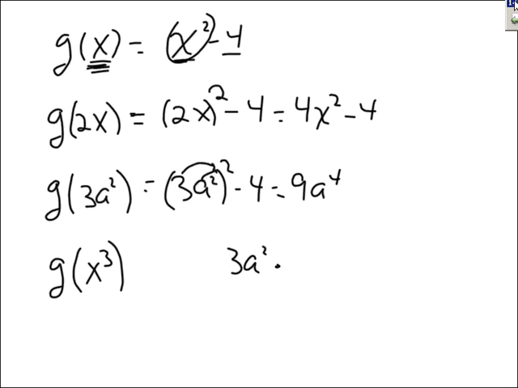3a squared squared means to multiply it 2 times. The order you multiply is up to you. I choose to multiply the 3's first and the a's second. For example, this is very important.